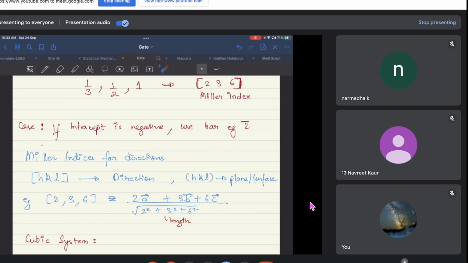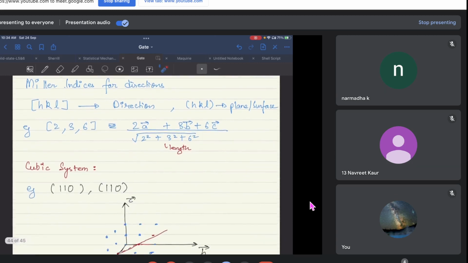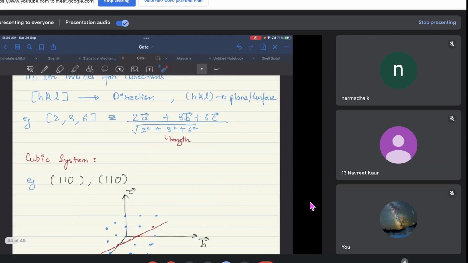Then in square bracket for 2, 3, 6, this is the actual direction, that is the 2a vector, 3b vector plus 6c vector, divided by the length of the given plane or vector. So it will be 2 square plus 3 square plus 6 square, taking the square root.